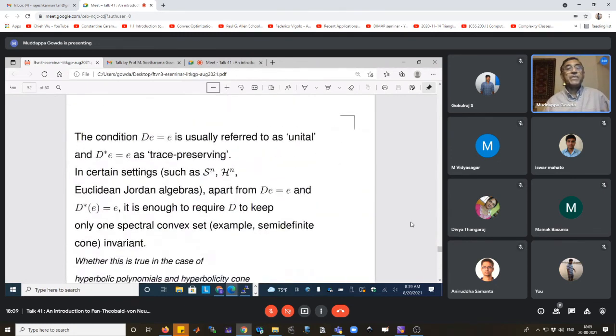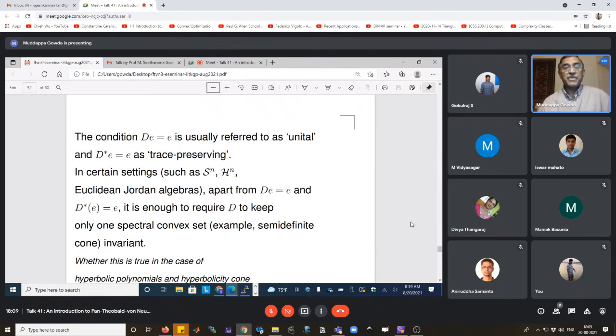Let me mention the following. The condition D of E equals E is usually referred to as the unital property, and D star of E equals E as the trace preserving property. These things are used heavily in the setting of quantum computation, quantum analysis, and all that. Particularly, there is this beautiful theory of completely positive maps of Choi and other people. So these things become relevant there.